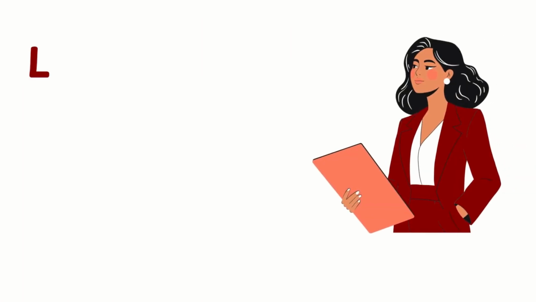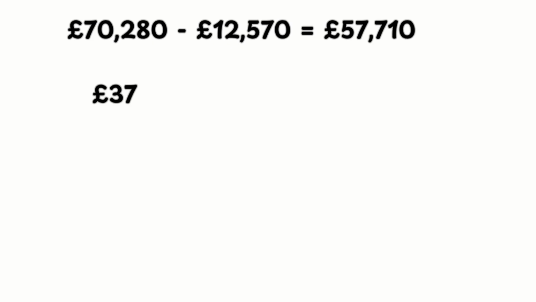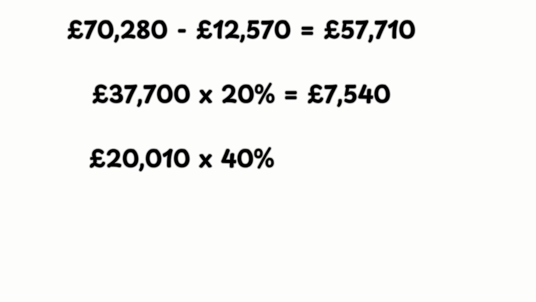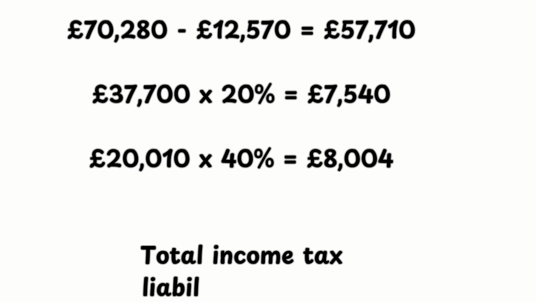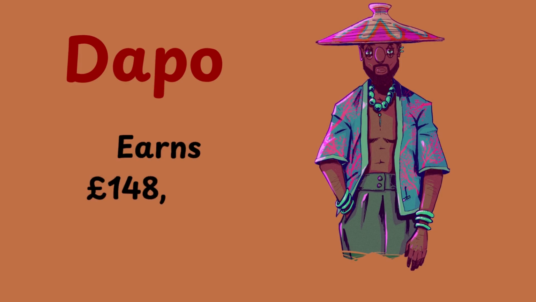Our third example is Leah, who earns £70,280. The first £12,570 is tax-free as usual, and the next £37,700 is taxed at 20%. The remaining £20,010 is taxed at 40%, bringing her total income tax liability to £15,544.